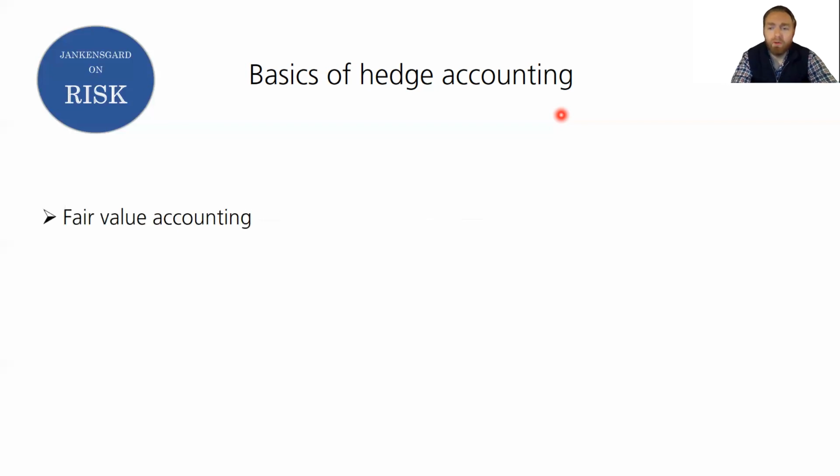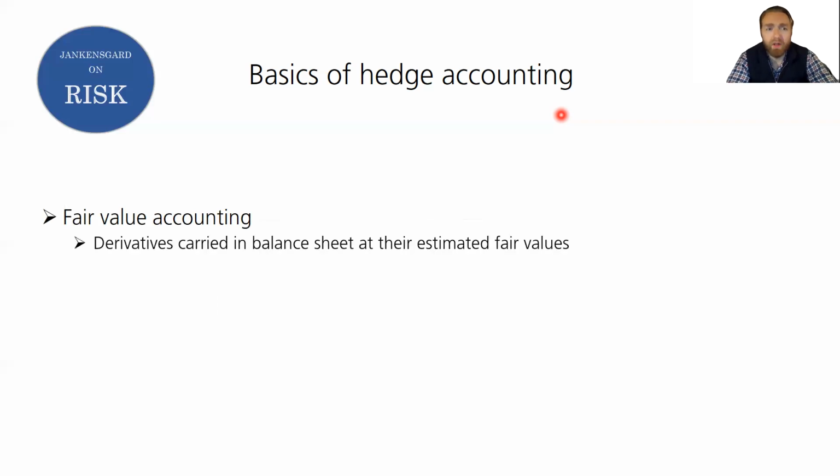All right. So this means we have to understand fair value accounting, how that works, and what the problem might be with it that could motivate something like hedge accounting. In fair value accounting, derivatives are carried in the balance sheet at their estimated fair value, meaning that we're supposed to come up with a valuation of our portfolio of financial derivatives each quarter and show that as an asset in the balance sheet if it's of a positive value, and as a liability in the balance sheet if it's a negative value.